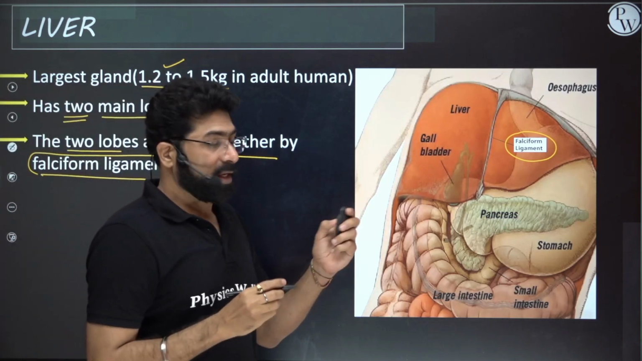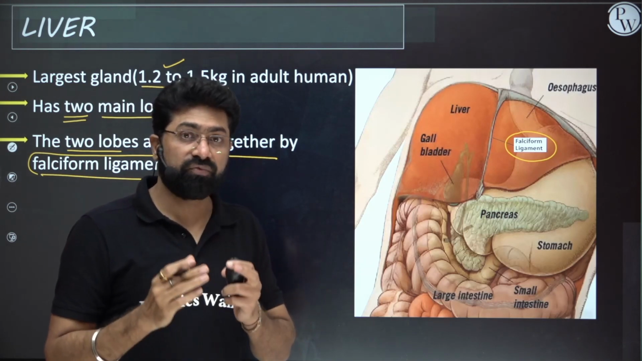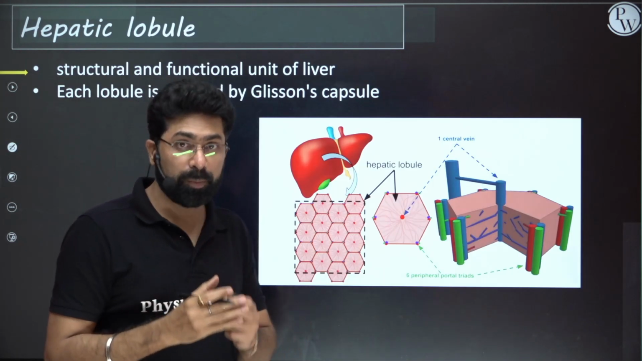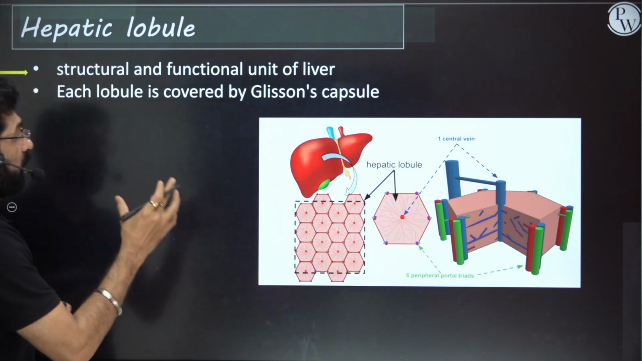If you talk about the structural and functional unit of the liver, it is the hepatic lobule. Let us see the structure of the hepatic lobule.